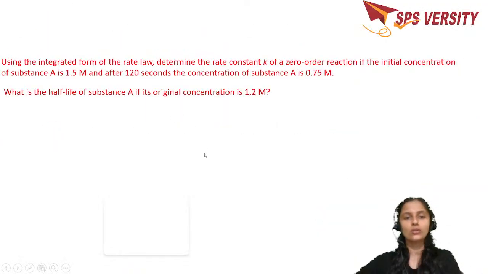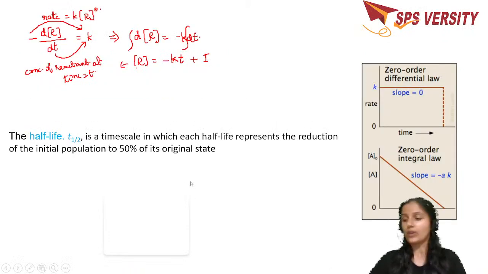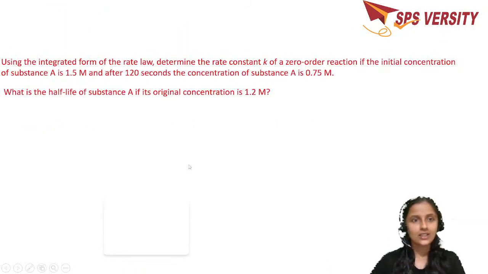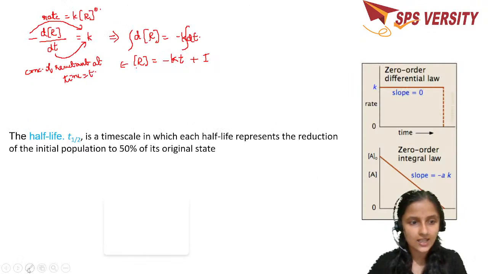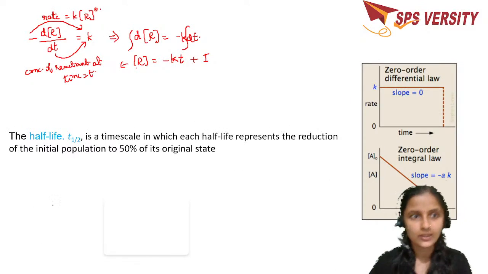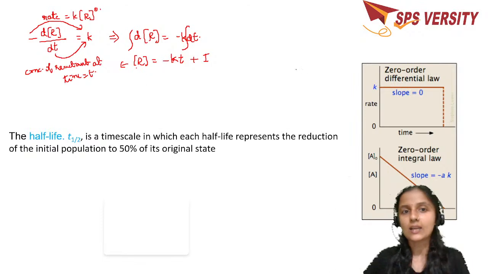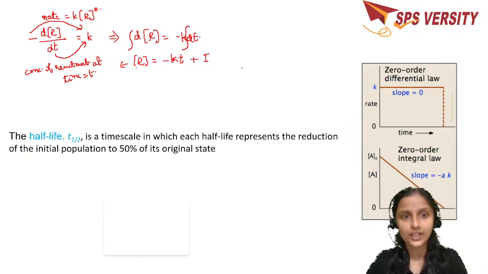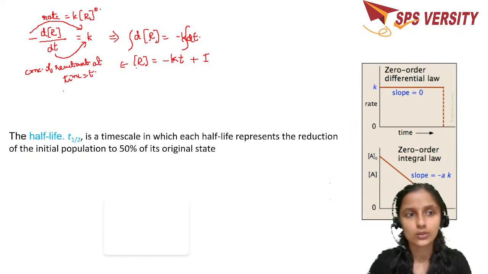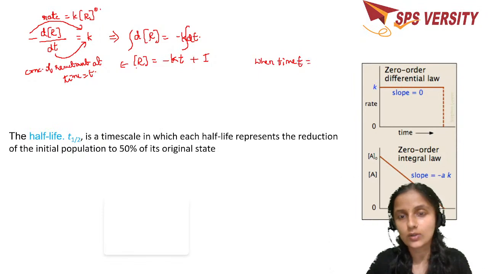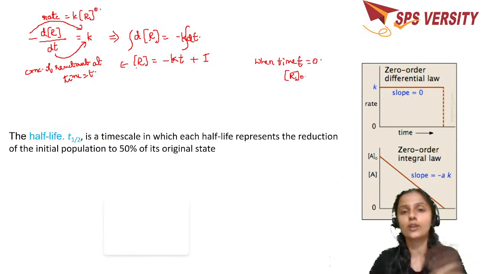Yeah, here we go. So from here, the concentration of the reactant at time t is called R. If the time is t, that means you are starting a reaction. So when time t is equal to 0, that's the beginning of the reaction, the reactant concentration will be R naught.